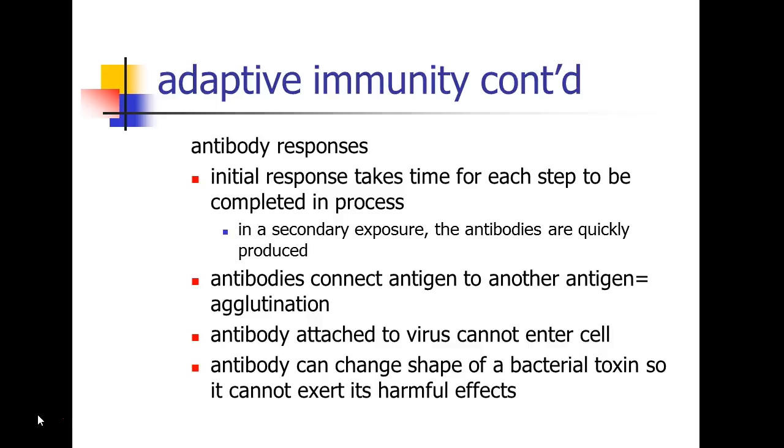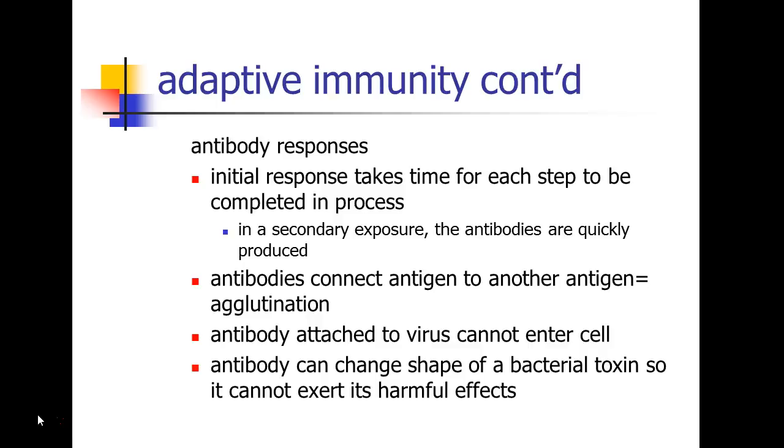Antibodies also attach to viruses. Then the virus can't enter another cell. So once it gets out there, that's what a virus wants to do, get in another cell to make more of itself. But if an antibody is attached to it, it cannot. And also, antibodies can change the shape of toxins. So even though the bacteria is making these toxins, it will change their effect so that they are not harmful.